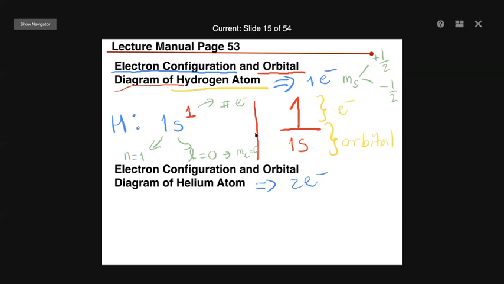Okay, so the one on my left side, this is what we call electron configuration. The one on my right side, this is what we call orbital diagrams. Okay. Now, if you compare this with helium, so I'm going to do helium.